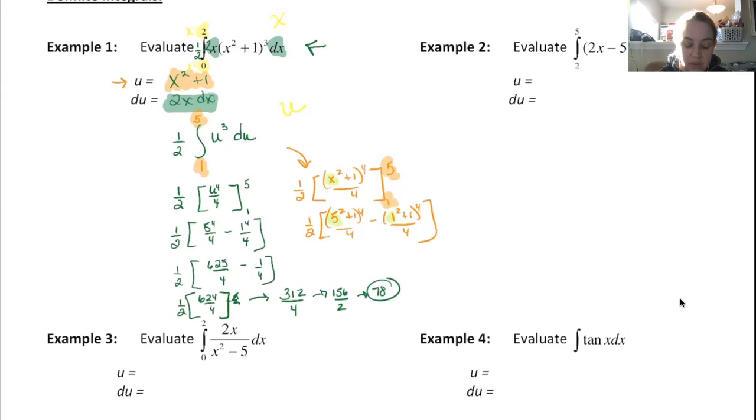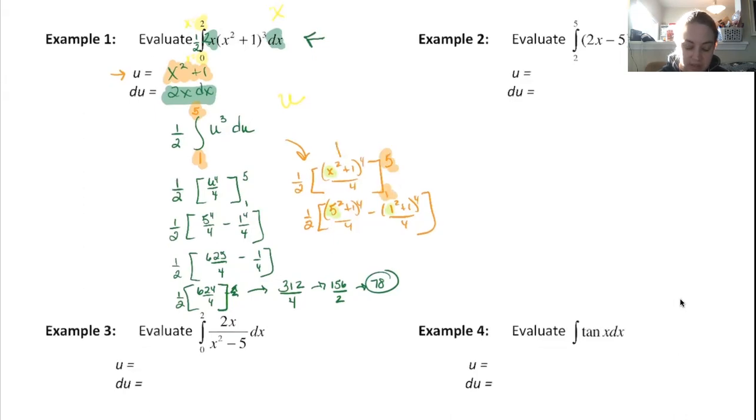If you choose to put an x back here, these boundaries must go back to an x. So it can't be 1 and 5 anymore. You have to go back to the 0 and the 2. And you could put in the 0 and the 2 and it would work just fine. In fact, you get 2 squared, which is 4, plus 1, which is 5 to the 4th. So you get your 625 over 4 minus your 1/4 with the 1/2. And so you kind of pick up back there again, which is fine.